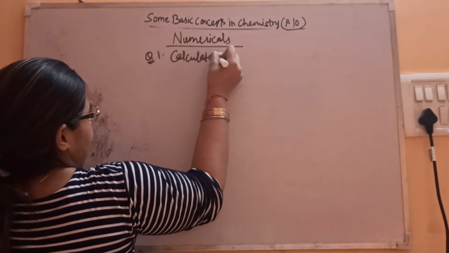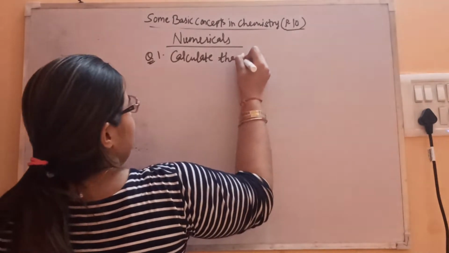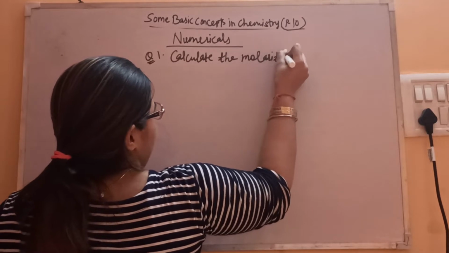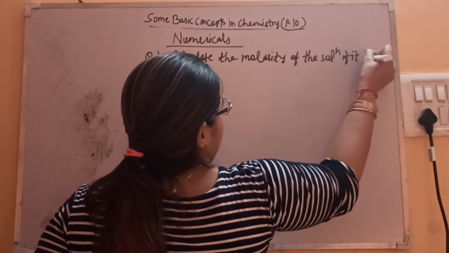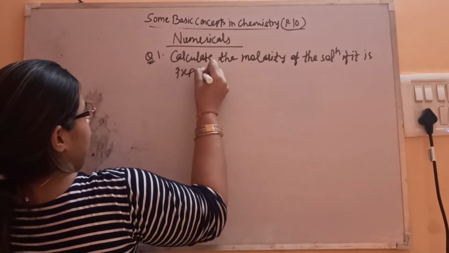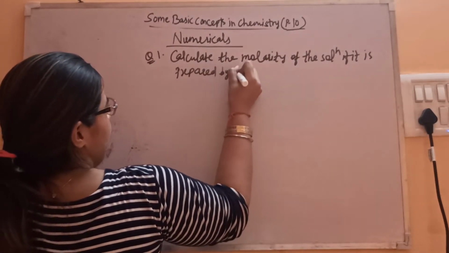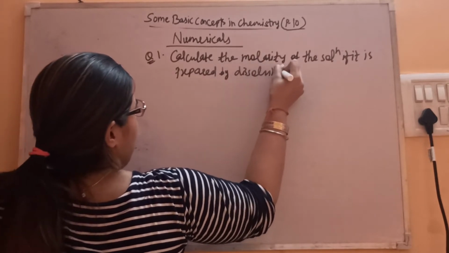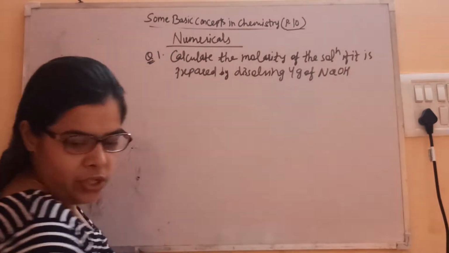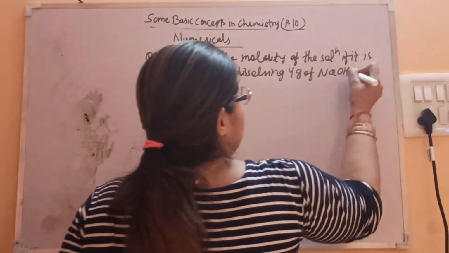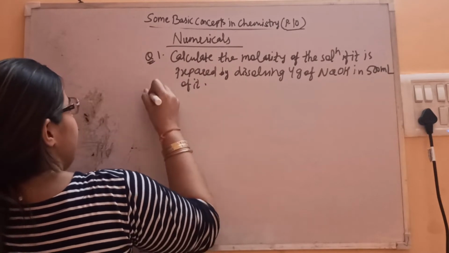Calculate the molarity of the solution if it is prepared by dissolving 4 gram of NaOH in 500 ml of it. Fine. So what is the first step?